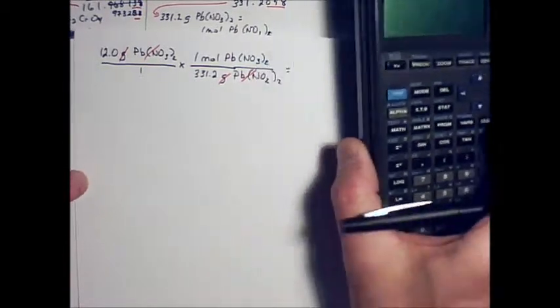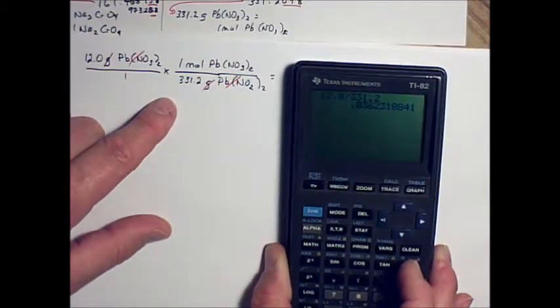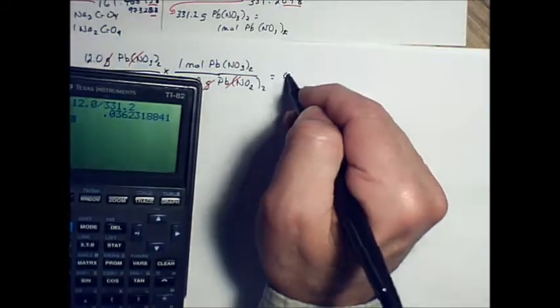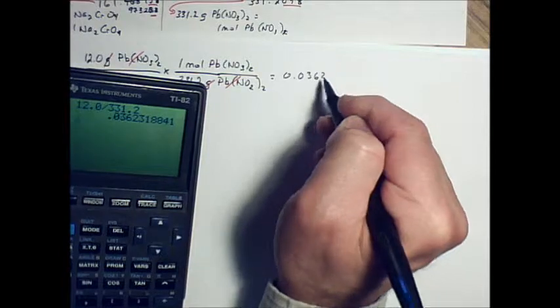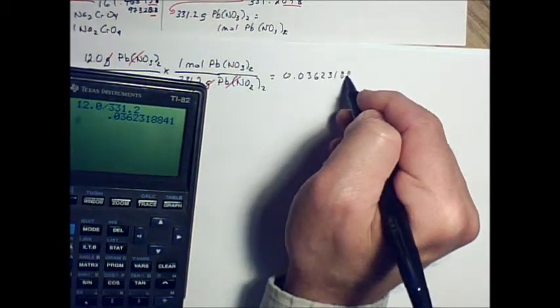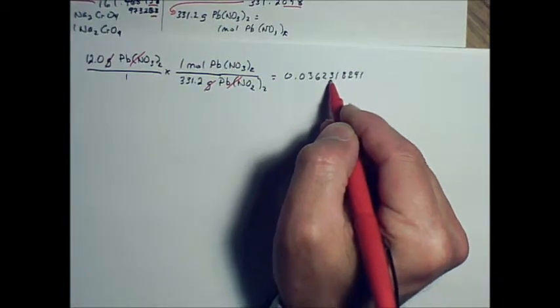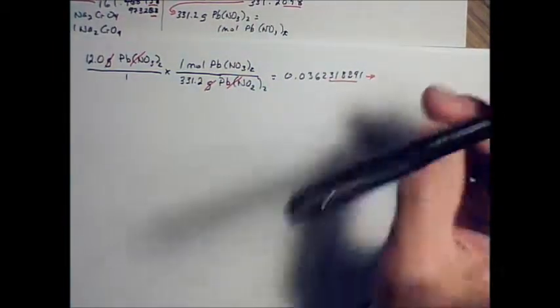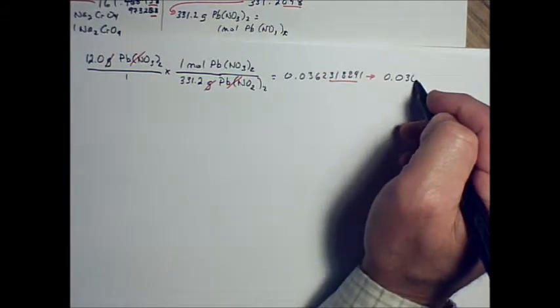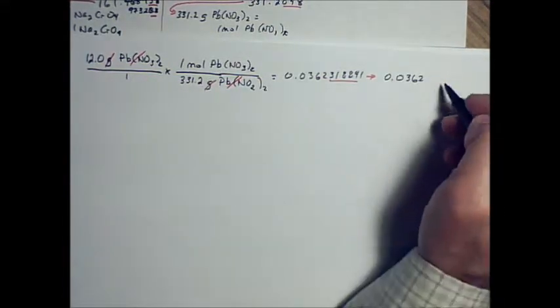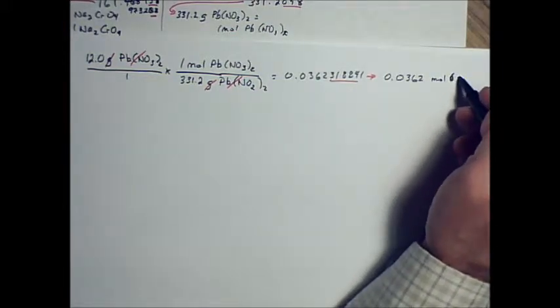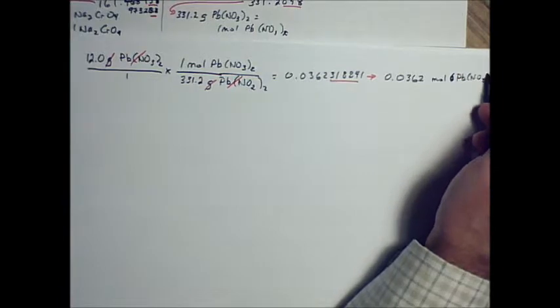0.036231884. What'd you get? 0.03623. Okay. 0.036231881. How many significant digits do I need? 3. But the first 2 digits are not significant. Those first 2 are insignificant digits. So 1, 2, 3. We're going to underline from there over. Draw an arrow. We get 0.0362 moles of lead nitrate. I want this here and then in parentheses.